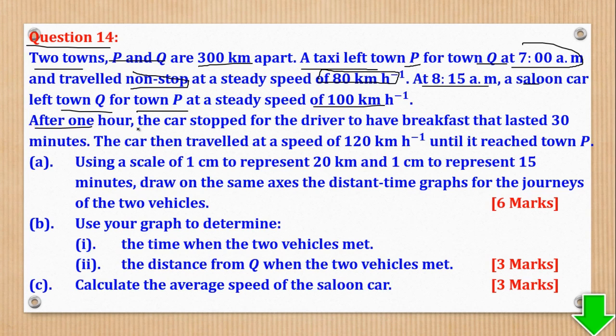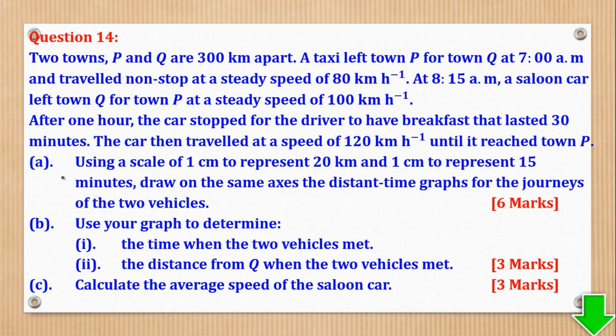After 1 hour, the car stopped for the driver to have breakfast. That lasted for 30 minutes. The car then traveled at a steady speed of 120 kilometers per hour until it reached town P. Using a scale of 1 centimeter to represent 20 kilometers and 1 centimeter to represent 15 minutes, draw on the same axis the distance time graphs for the journeys of the two vehicles.